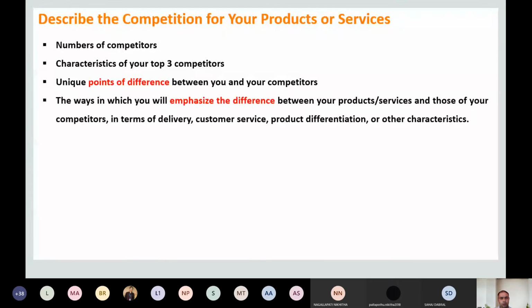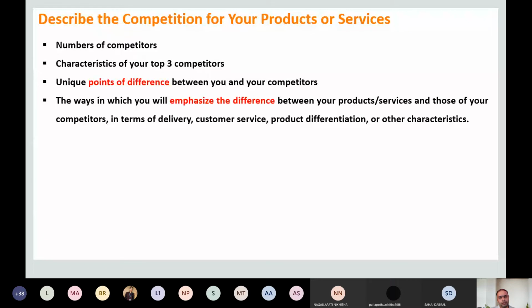Next, you should understand who will be your competitor. So identify the top three competitors. There may be many competitors in the market, but identify the top three in the market, and after that, try to work out the difference between you and your competitor. By emphasizing what the difference is, it will show how your product is different, or how you are going to serve your customer, and how that is going to be different from your competitor. That is very important.